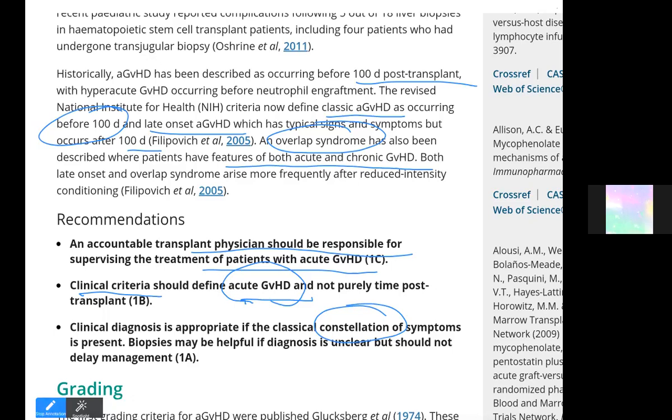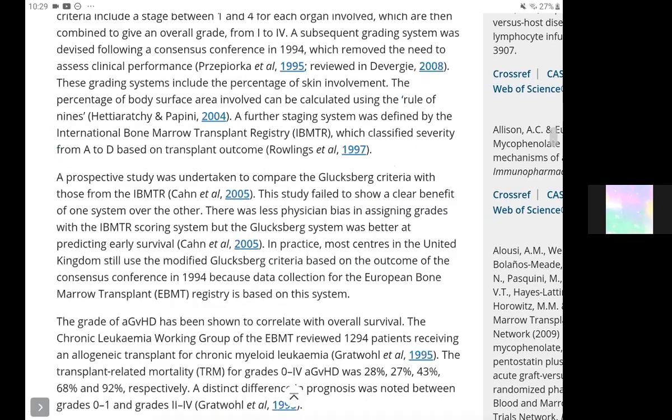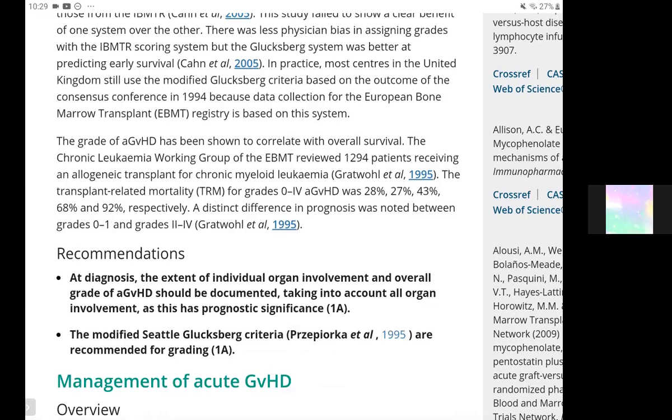So they have mentioned that biopsies can be helpful, and they could be helpful in grading of the patient. Now the grading actually is the Glucksberg system, and there's also this modified Glucksberg criteria. So we'll be going through the modified Glucksberg criteria too, and at diagnosis, the extent of individual organ involvement and the overall grade should be documented, because the extent of involvement would help not only in the grading, but eventually in the staging. So we have the criteria for grading and staging that we will go through.